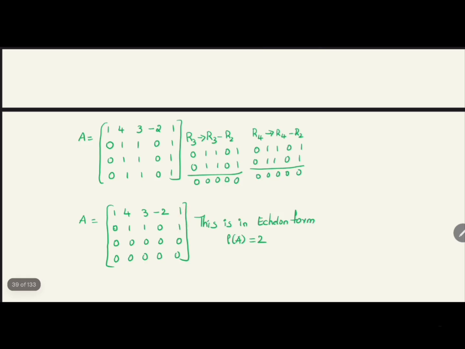Is that clear, students? So simply follow whatever steps I told you. According to those steps, if you do the problem, definitely you'll get the answer. First, make sure that A11 is 1. Then make the elements below A11 0. Then make the elements below A22 0. Then make the elements below A33 0 using R1, R2 and R3. But you have to make sure that the diagonal elements are not 0.